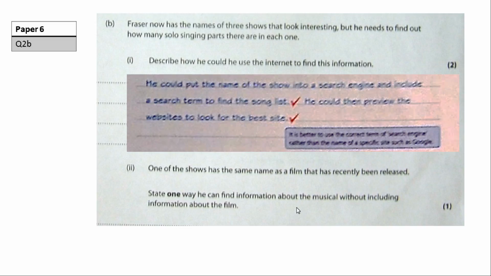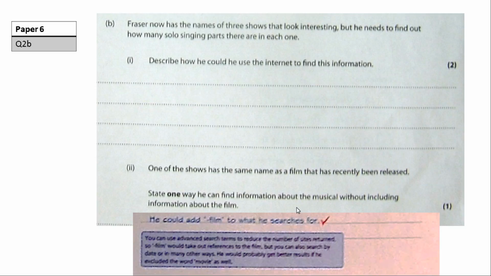Okay. One of the shows has the same name as a film that has recently been released. State one way you can find information about the musical without including information about the film. Okay, so this is a Boolean one, isn't it? So it could be name of the musical, not film, or something like that. He could add film, there's a minus there, so or not would do, not film.